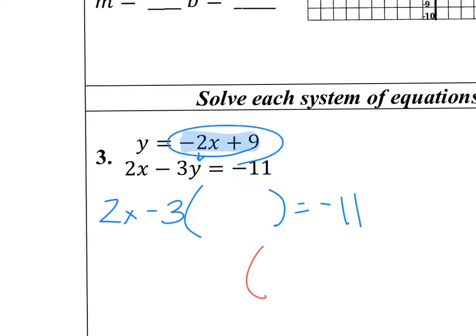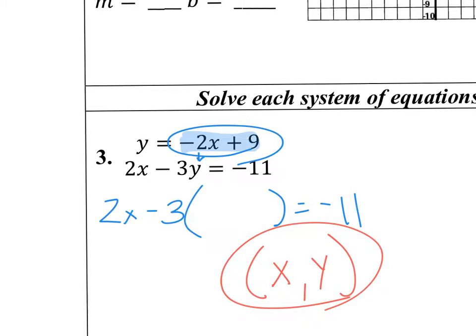Because on all of these, we need to make sure they're in an ordered pair. That is our solution. That's how we want it to look. So that was number 3.